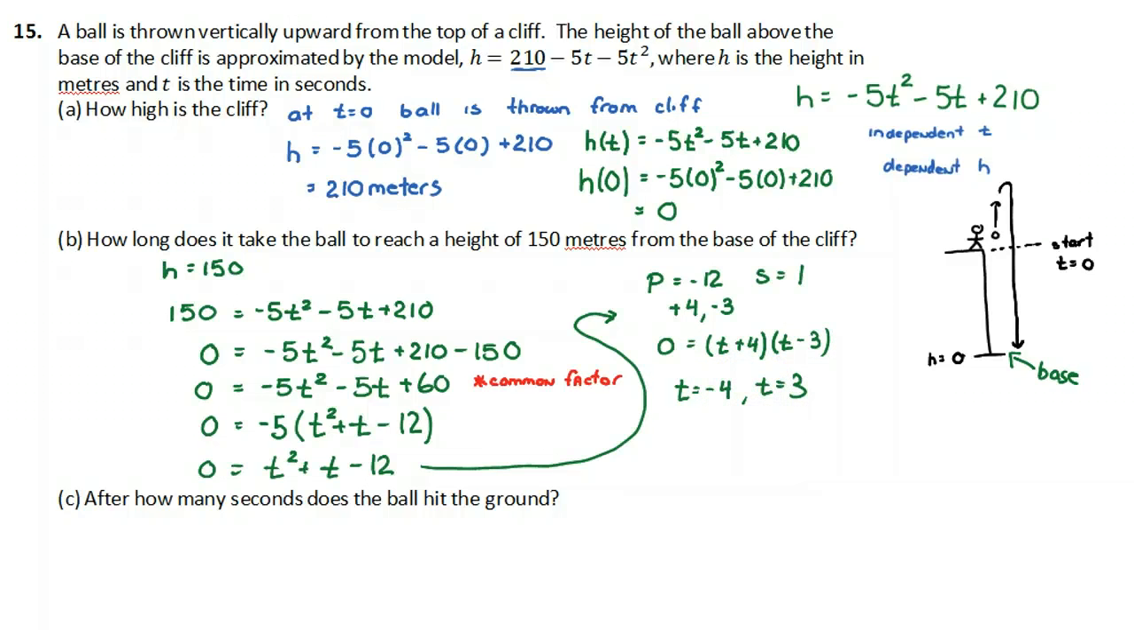Now, what should really jump out at me here is, why is this t equals -4? That doesn't make sense because time can't be negative. So since time can't be negative, I'm going to discount that answer. And let's rationalize why that makes sense.